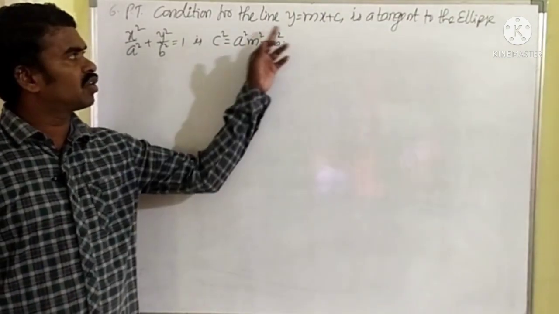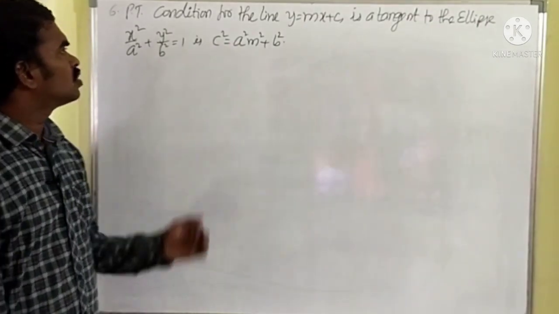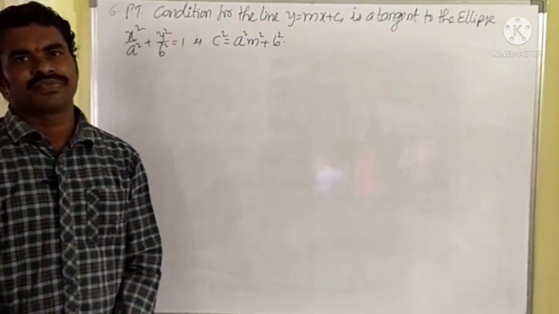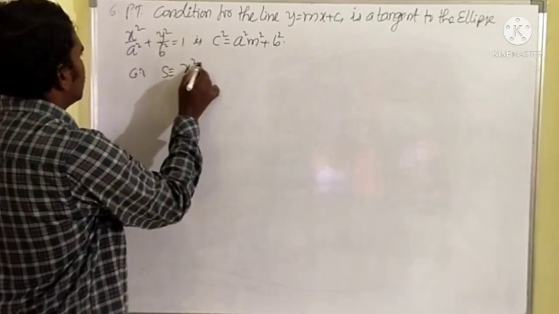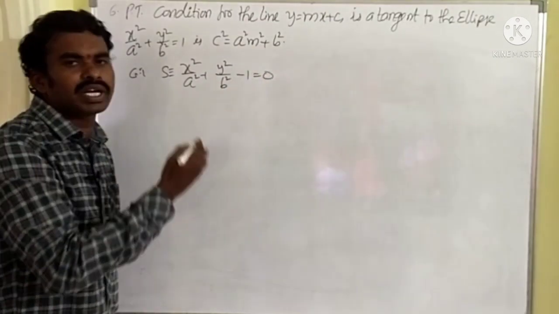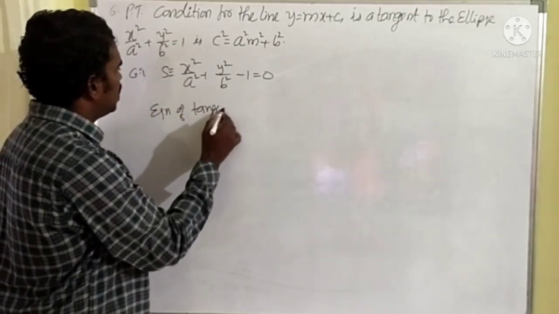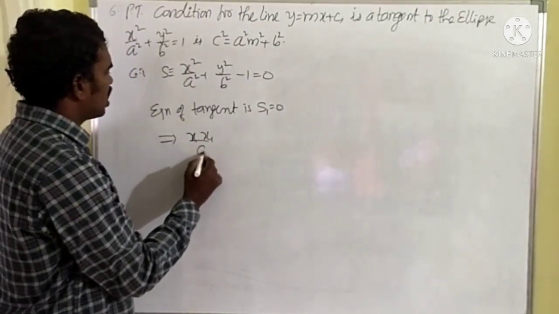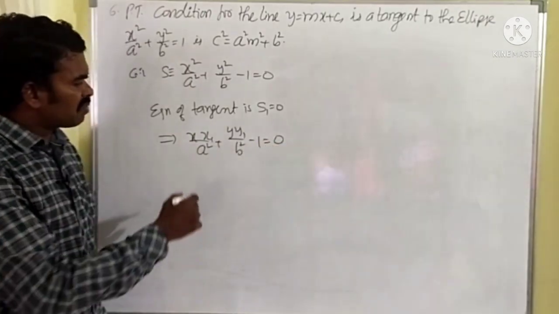Condition for a line y equal to mx plus c to be tangent to the ellipse is c square equal to a square m square plus b square. Now, the same condition is asked as a 4 marks question, and how to prove this one? Very simple. First, given ellipse equation, given that capital S is x square by a square plus y square by b square minus 1 equal 0, bring left side. So now write down what is the equation of tangent. So equation of tangent is what? S1 equal 0. So that means x1 by a square plus y1 by b square minus 1 equal 0. And I am rewriting this.